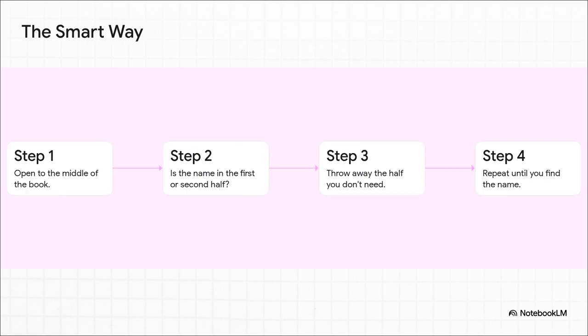It's correct, but it's incredibly inefficient. Now, let's think about a much smarter way. What if you open the book right to the middle? Then you ask a simple question. Is the name I want in the first half or the second half? Based on that answer, you can literally just toss out half the book. Then you do it again with the half that's left. You just keep splitting the problem in half, again and again, until you've zeroed right in on the name.